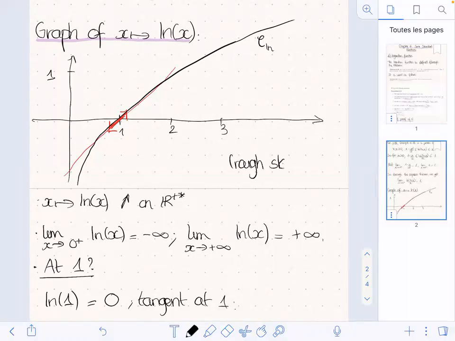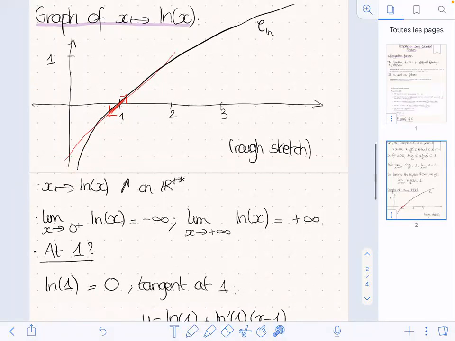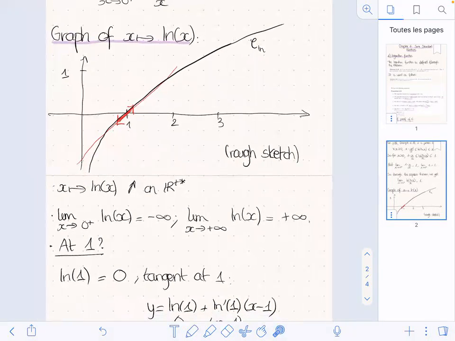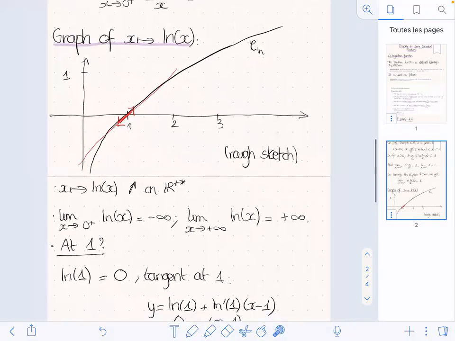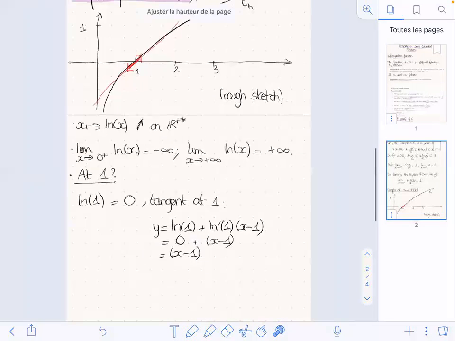It's not the most precise curve, but it gives you an idea of the behavior. One thing that's important is that as it goes to minus infinity at 0, this part of the curve becomes quite vertical. Okay, but you've probably seen the graph of the logarithm many times before, hopefully, and so probably much more precise than this one. So that's it for the logarithm function.